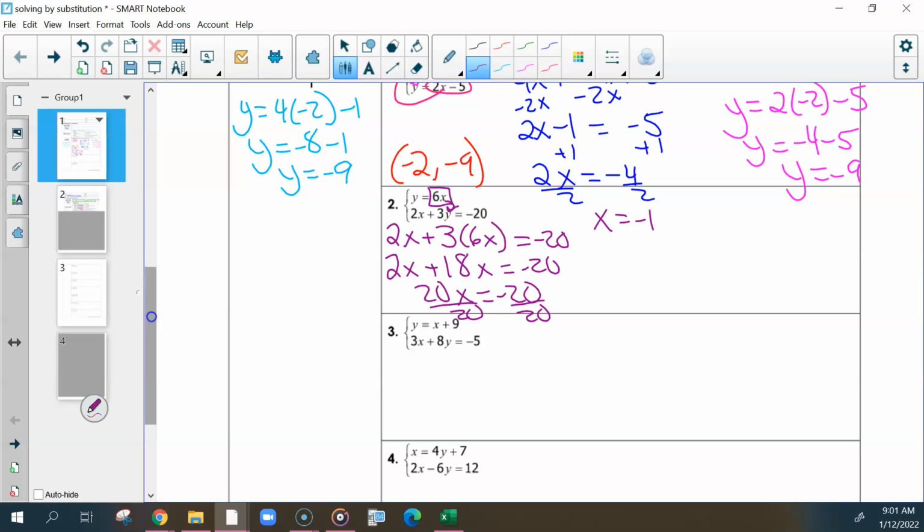Once you've solved for x, you can put this back into either one of these equations and solve for y. But if there's one already solved for y, choose that one because it'll be easier. Not that you can't use this one, you just have to solve it a little bit more. So since this one's already solved, I'm going to say y equals 6 times -1. So y equals -6. And then my ordered pair would be -1, -6.